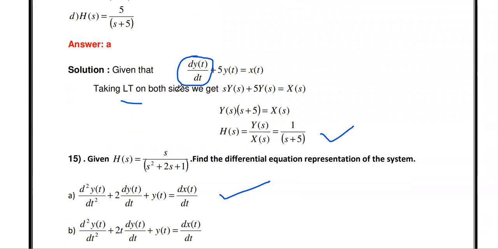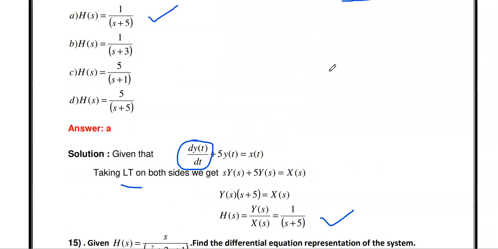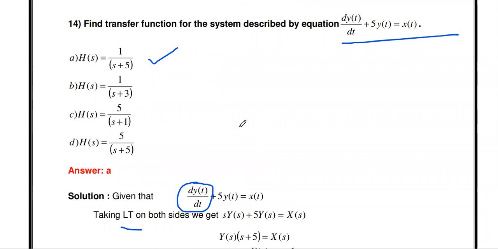So these are some of the questions. We already solved so many problems in the signals and systems playlist videos from this third unit part, on the analysis of continuous time systems using the Laplace transform and Fourier transform. If you want to learn, I will give links for those videos in the description box. You can see them.